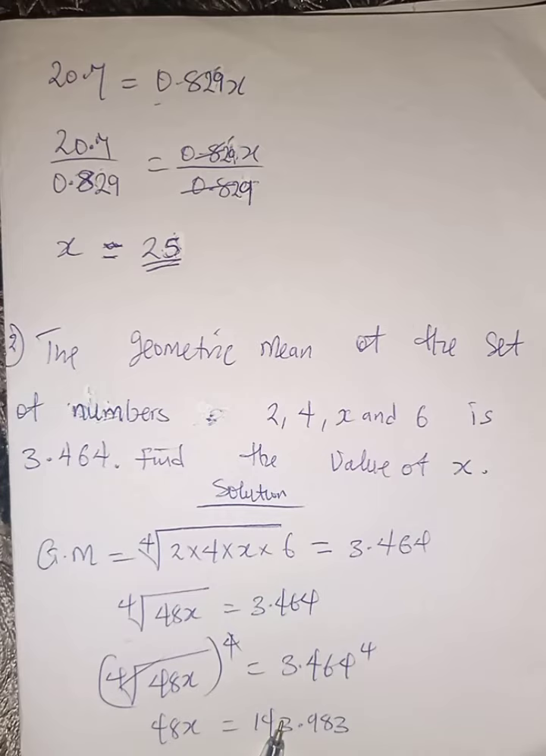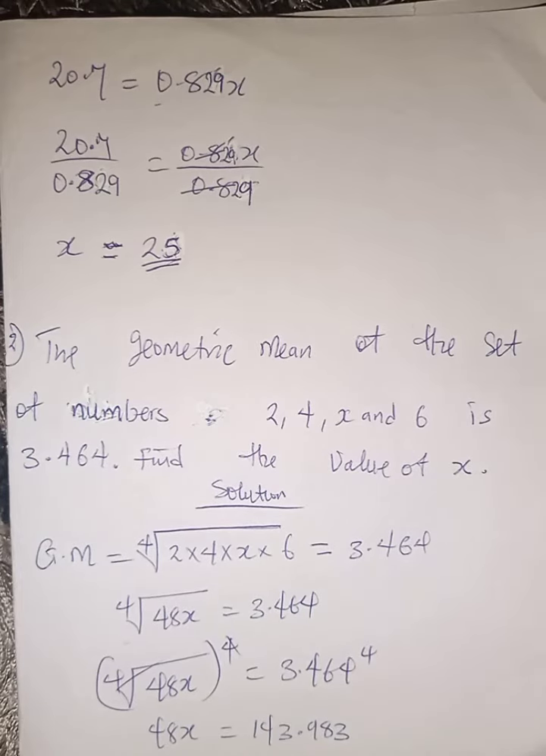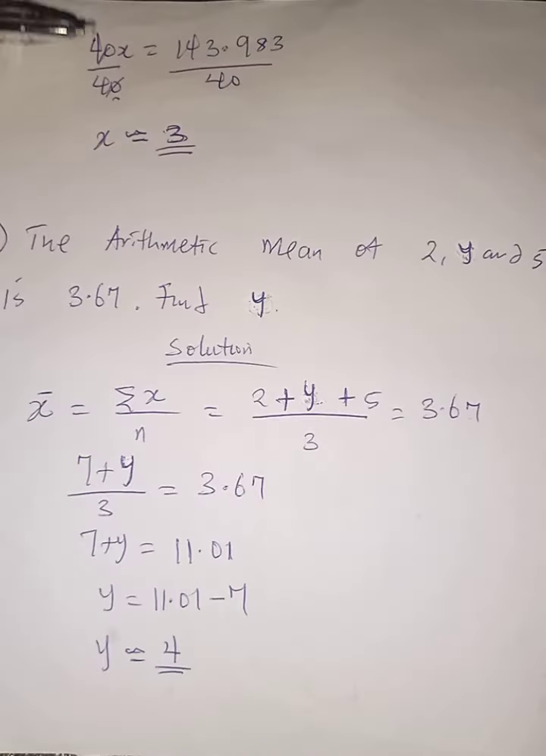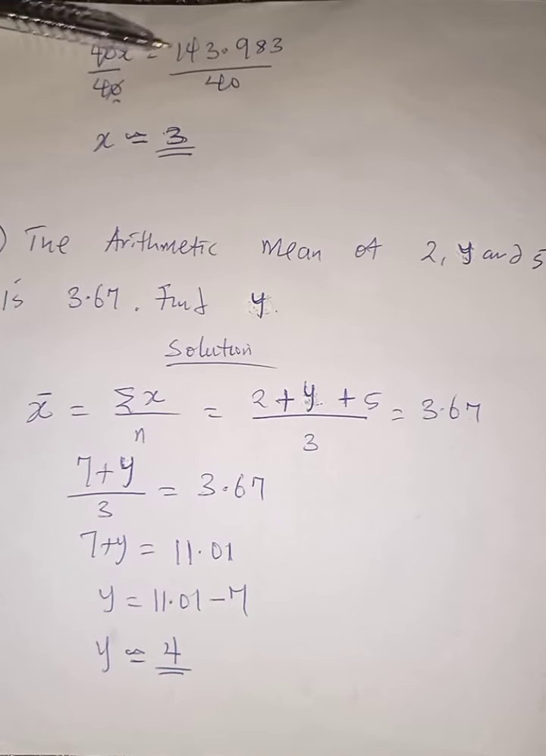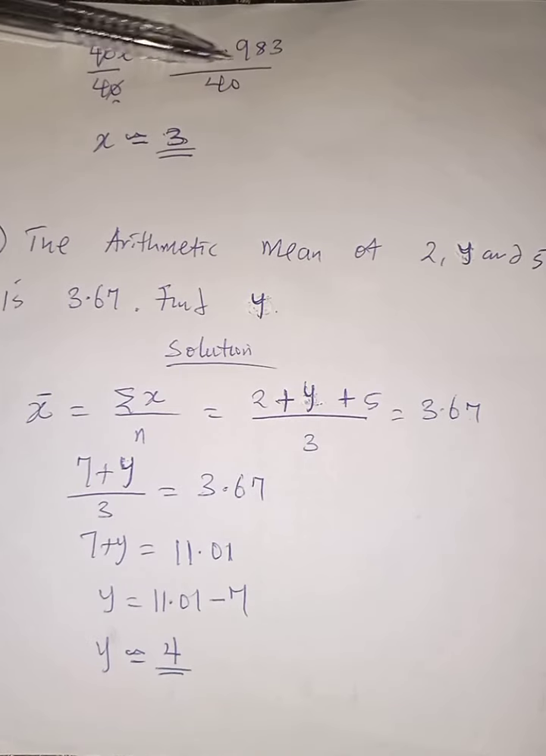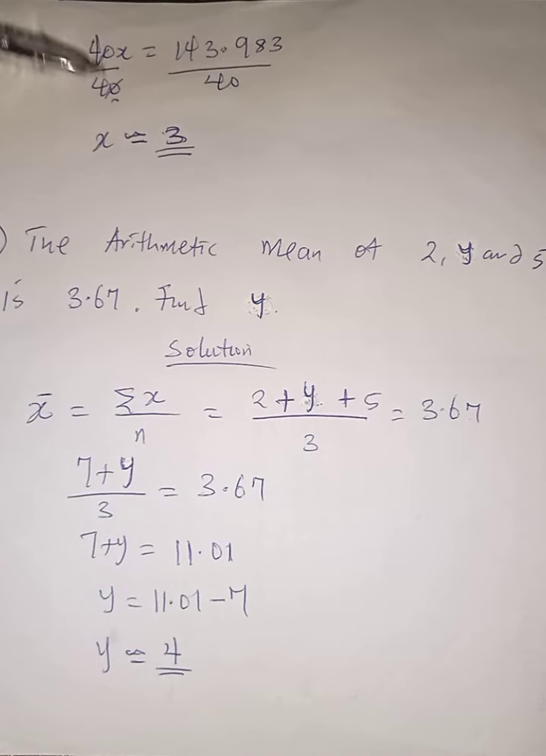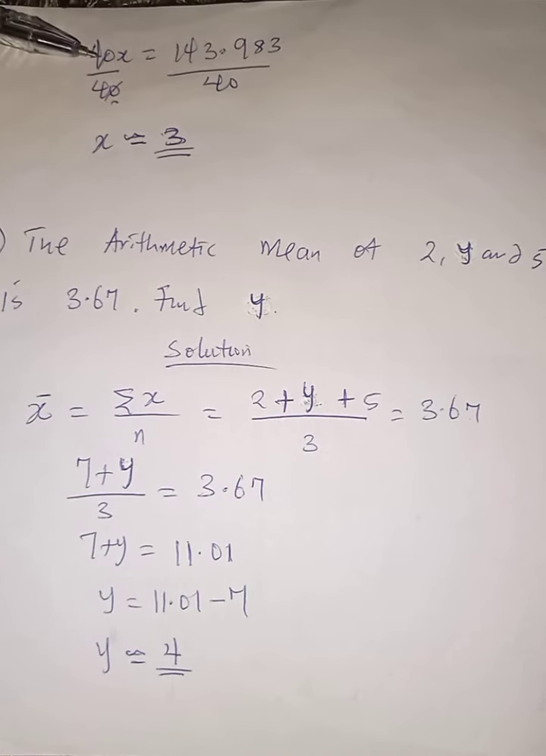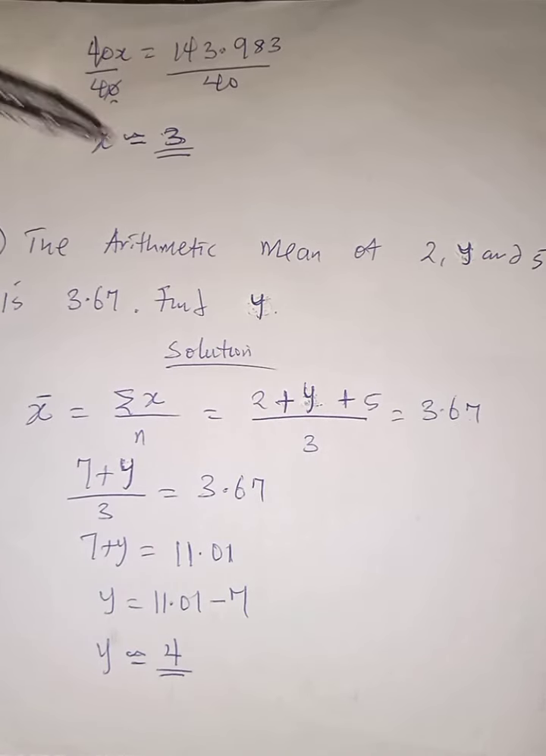Then, lastly, we'll be having 48x is equal to 143.983. Then divide both sides by 48 so that x will be free. 48 will cancel 48. This over 48, we are going to have 3 approximately. That is the answer. So let's clear this last question.